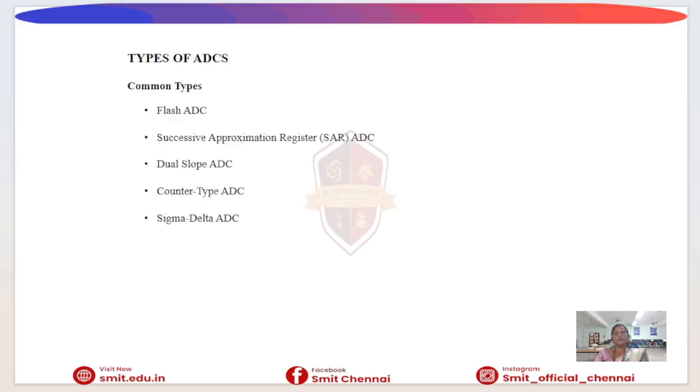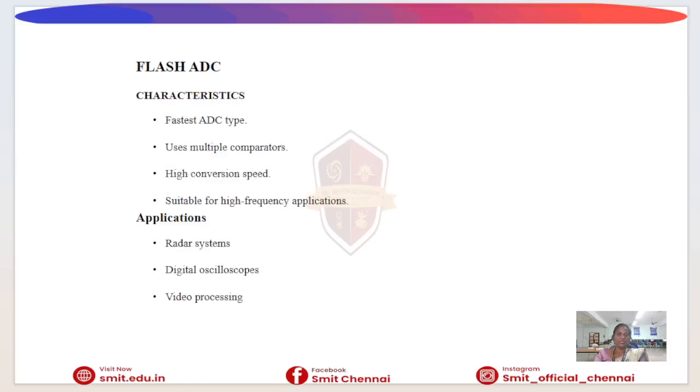There are several types of ADCs, each designed for specific applications. The common ADC types are flash ADC, successive approximation register or SAR ADC, dual slope ADC, counter type ADC, and sigma delta ADC. Each type differs in terms of conversion speed, accuracy, complexity, and cost. The choice of ADC depends on the requirements of the application.